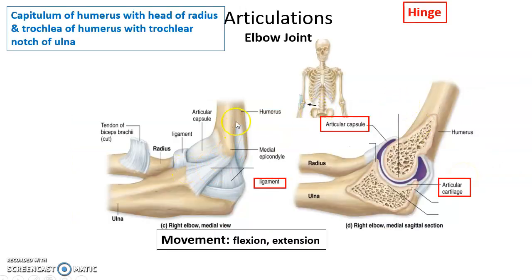All right, the elbow joint, just called the elbow joint. Again, here we have the capitulum of the humerus articulating with the head of the radius. We have the trochlear notch of the ulna articulating with the trochlea of the humerus. We have ligaments. We have articular cartilage on the surface of the bones, the articular capsule, the synovial fluid, the joint cavity, all the things we expect to find at a synovial joint. Elbow joint is a hinge joint, so it allows only for flexion and extension.